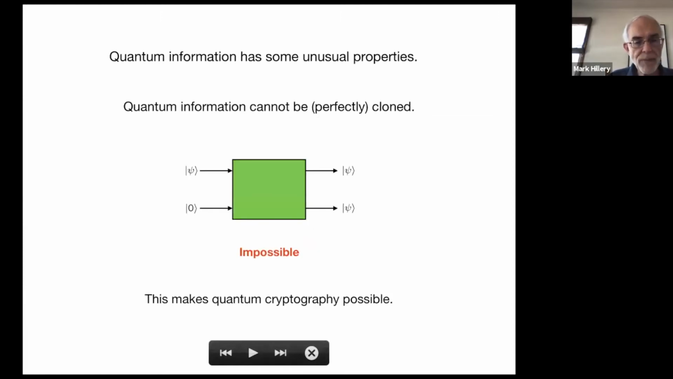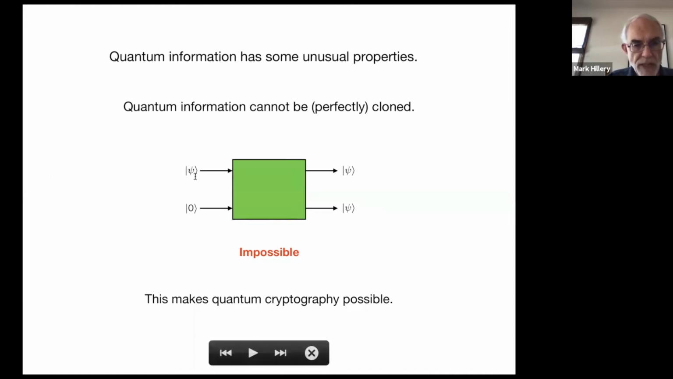Okay, now quantum information has some unusual properties. So quantum information is simply information represented in terms of qubits. And one of them is that you cannot clone it. Quantum information cannot be perfectly cloned. So a device like I'm showing here is impossible.